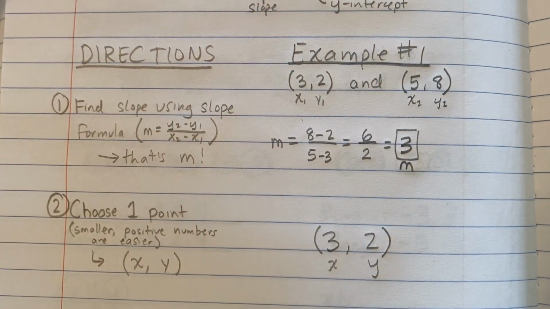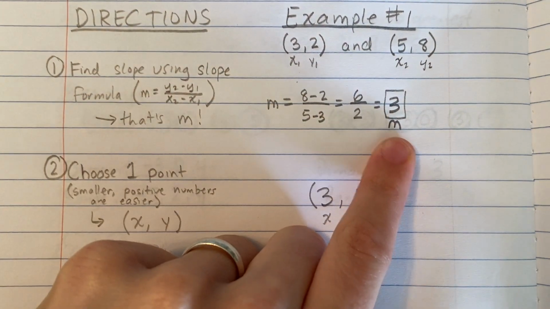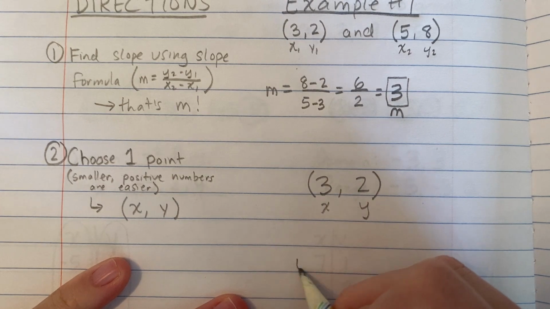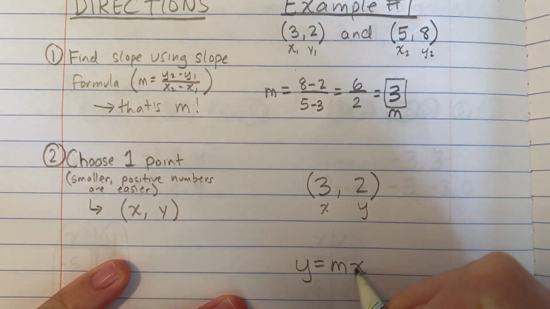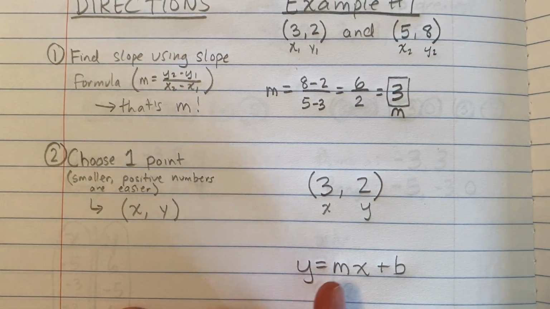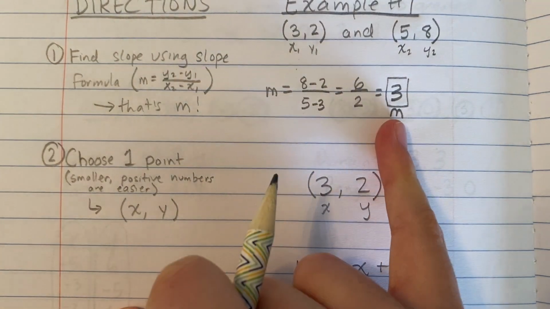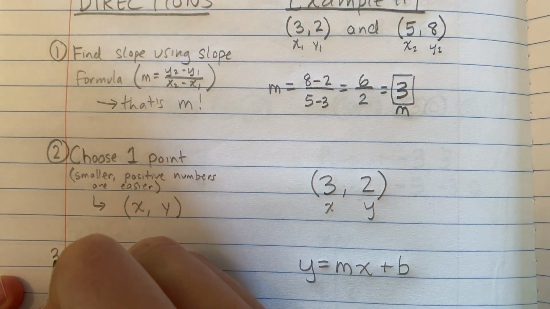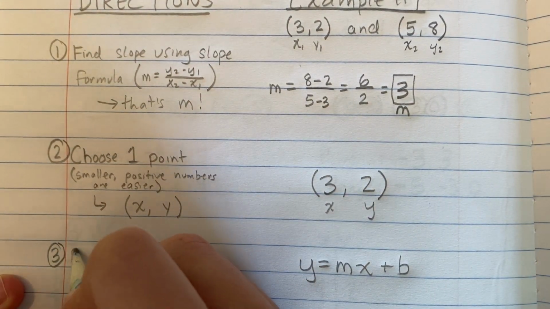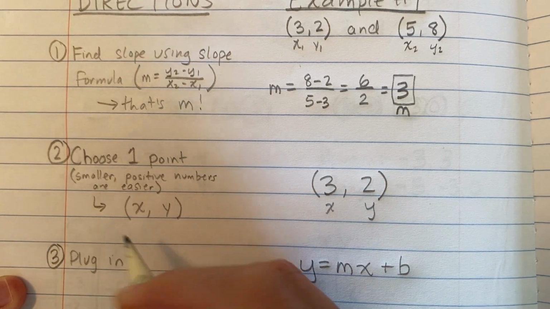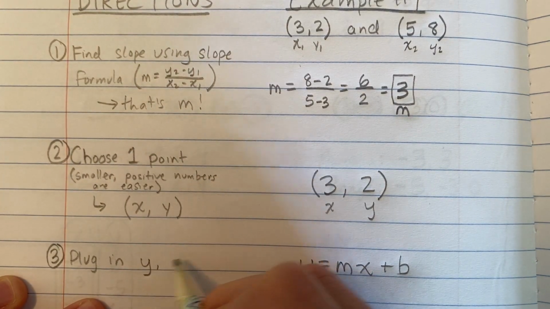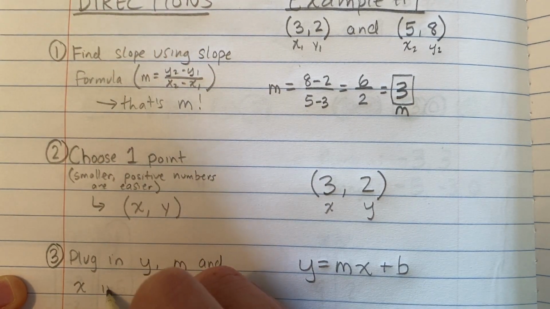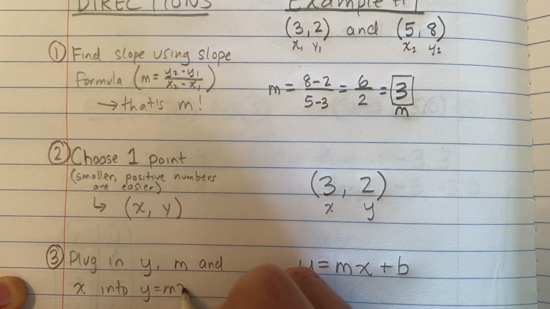Now, why do I need an x and a y? Here's why. I already have an m, and now I have an x and a y, and why is that important? Because look, here there's 4 letters, 1, 2, 3, 4. If I have a value to plug in for 3 of those letters, I can find out what the 4th one is. So my next step, step 3, is to plug in y, m, and x into y equals mx plus b.